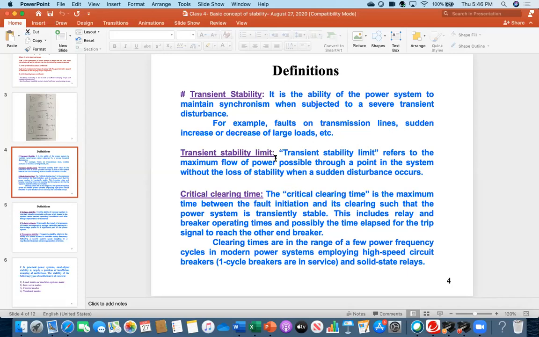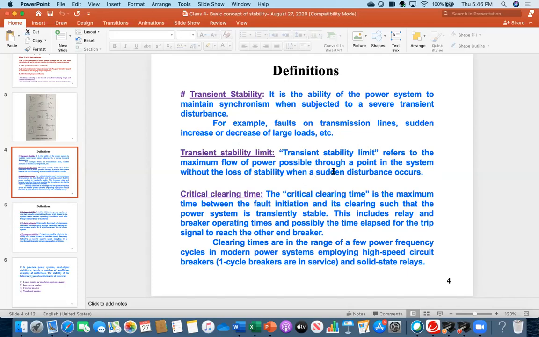Therefore, the other two standard terms that you need to know: one is called transient stability limit. So what does that mean? We understood transient stability, but what does that stability limit mean? Transient stability limit refers to the maximum flow of power possible through a point in the system without the loss of stability when a sudden disturbance occurs.